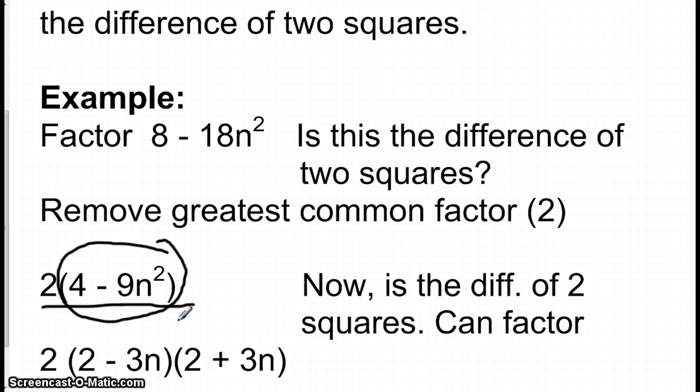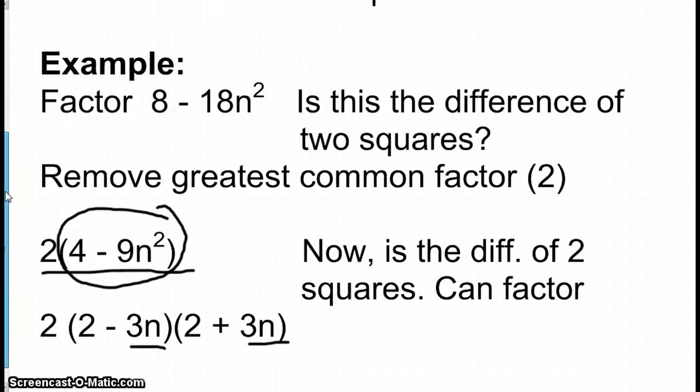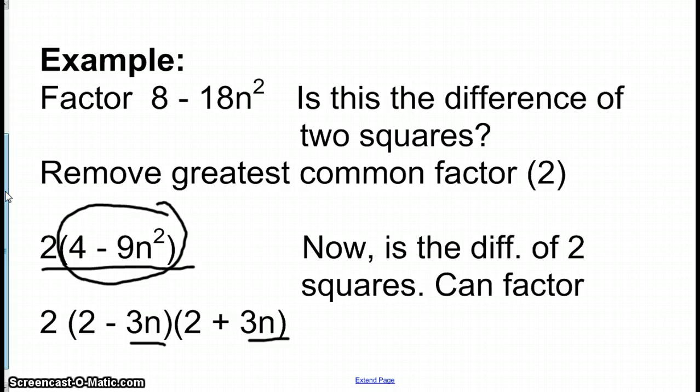So let's break that out. Okay, break it down into its two factors. So it's going to be 2 times the quantity, the square root of the first, which is 2, minus the square root of the second, which is 3n, and then 2 plus the square root of the second, which is 3n. Okay, so sometimes you have to go through a couple different steps before you actually see the pattern, the difference of two squares.